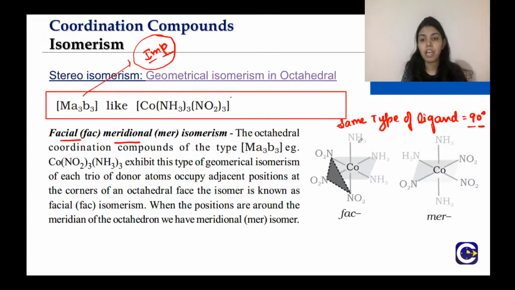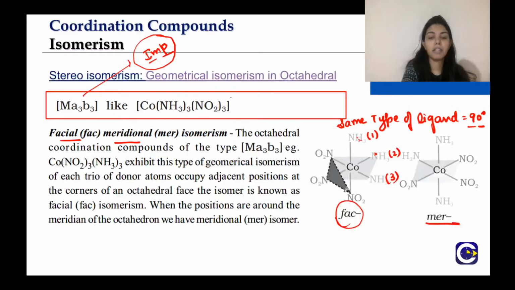If I mark these as NH3 1, NH3 2 and NH3 3, then 1 and 2 have a 90 degree angle, 1 and 3 have a 90 degree angle, and 2 and 3 are 90 degree angles. So the same type of ligands have an angle of 90 degrees between each other. Therefore, it is a facial isomer. While in case of meridional, it is the reverse: even if one of the angles becomes 180 degrees, then it becomes a meridional isomer.